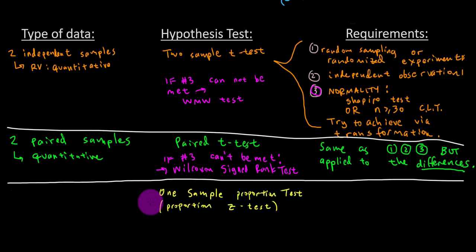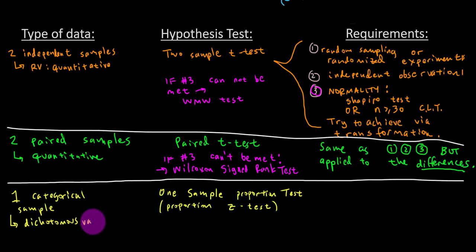So embedded in the name one sample, there is only one categorical sample, as opposed to 2 samples up here. And because it was related to a proportion, we could call these a dichotomous variable, right? Where based on a binomial situation, either something occurred or it did not, dichotomous.